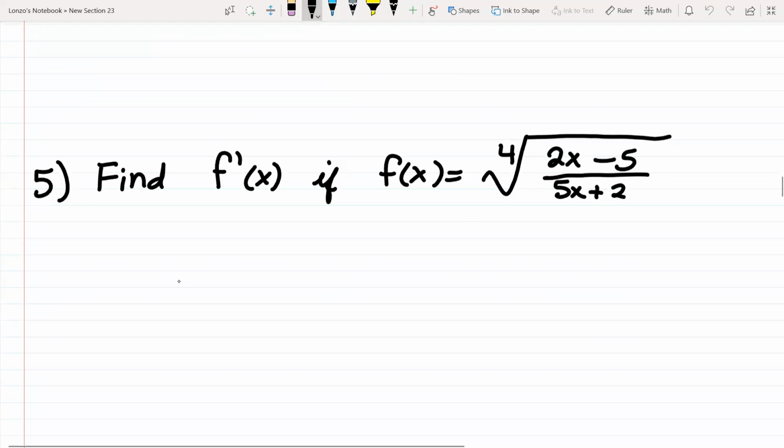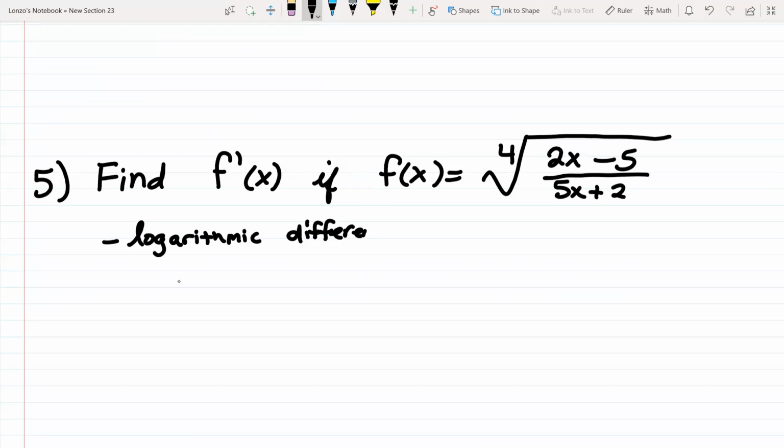Let's move on to number 5. Find f prime of x if f of x equals the 4th root of 2x minus 5 all over 5x plus 2. What rule would I use? I would use logarithmic differentiation. If you forgot how to do logarithmic differentiation, go ahead and check out my video on logarithmic differentiation.